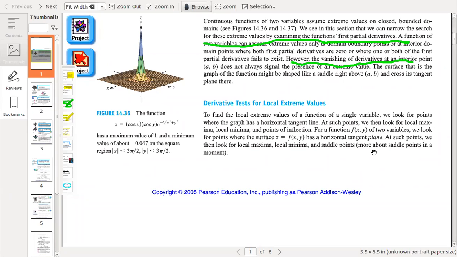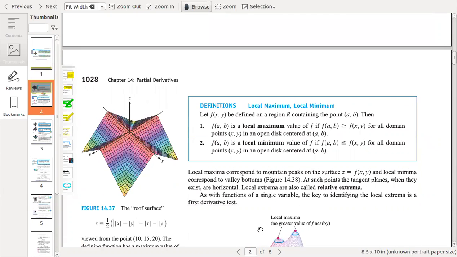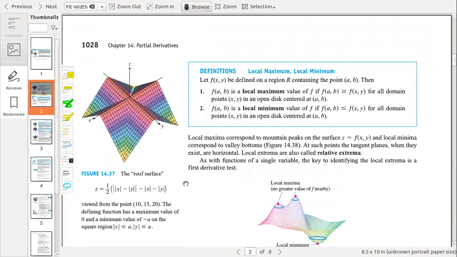In a function of one variable, we observe the graph where the graph has a horizontal tangent line. But in a function of two variables, we observe the surface where the surface has a horizontal tangent plane. So that is the difference between the function of a single variable and the function of two variables. These two lines are important as the extremum. So here is the proper mathematical definition.